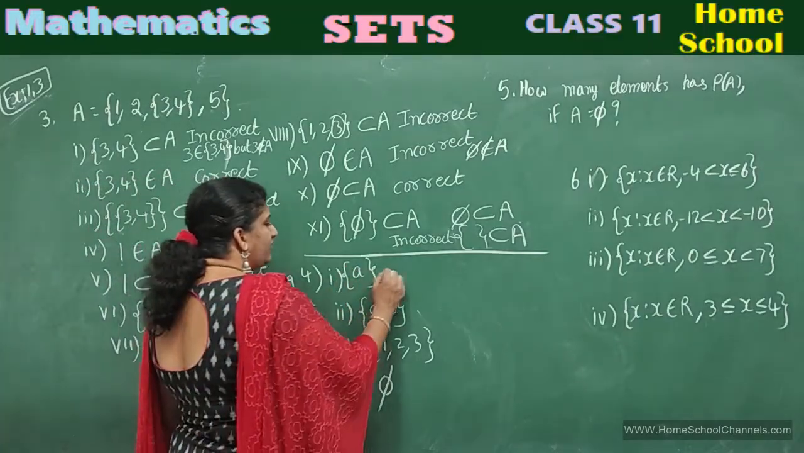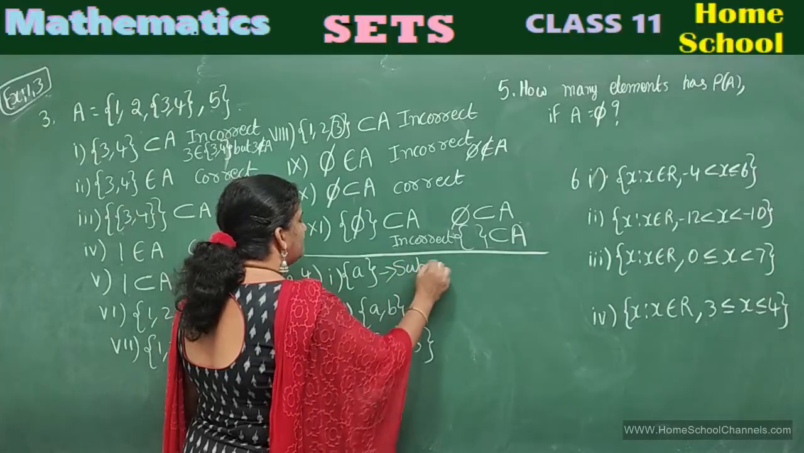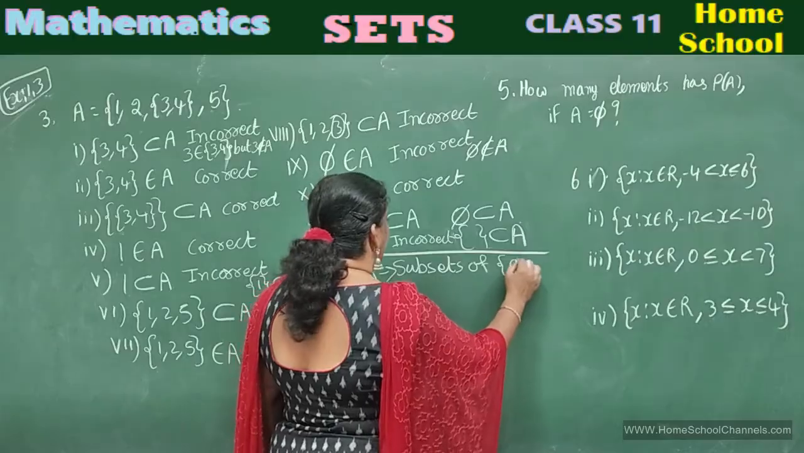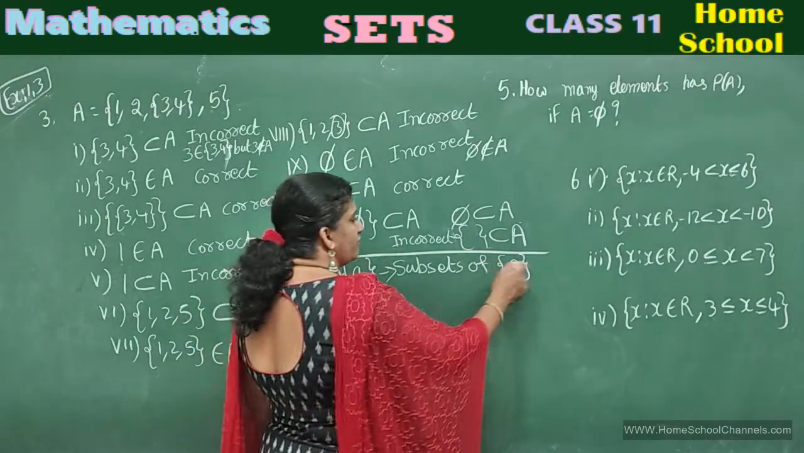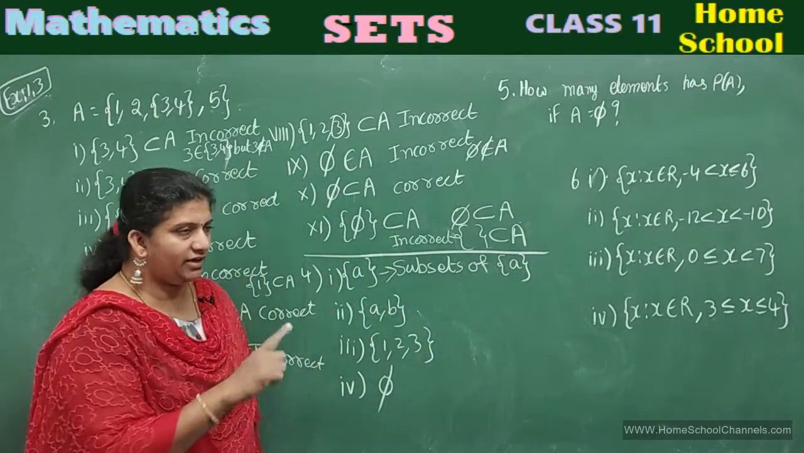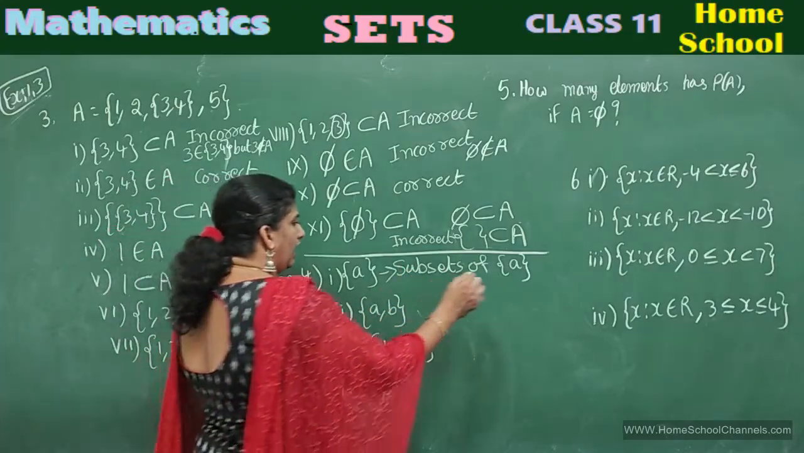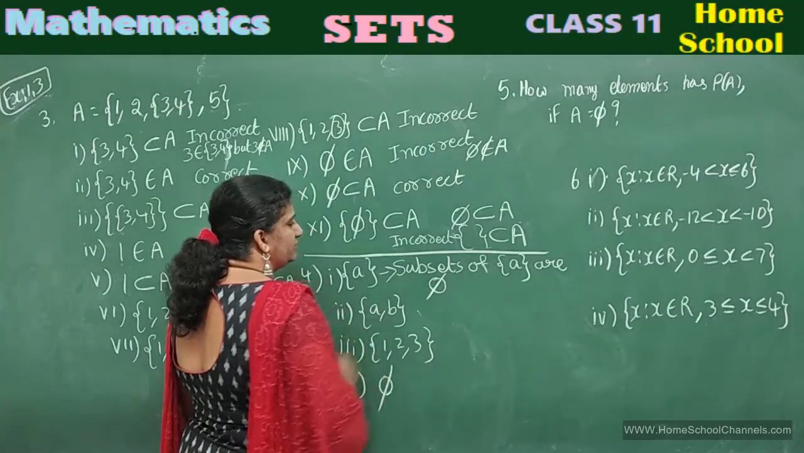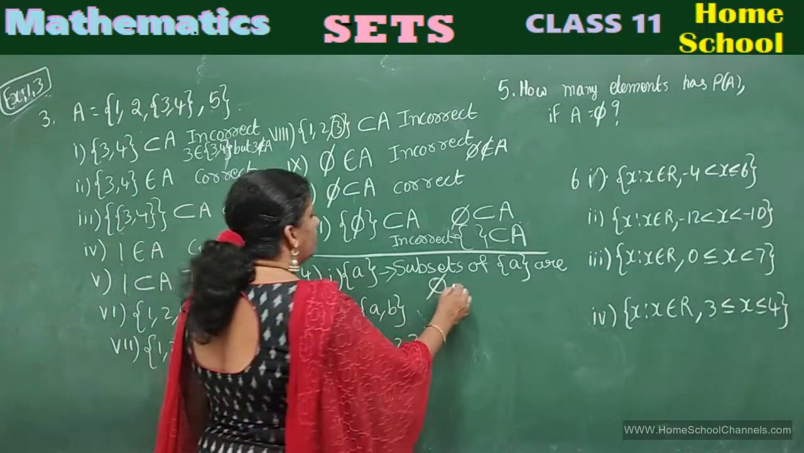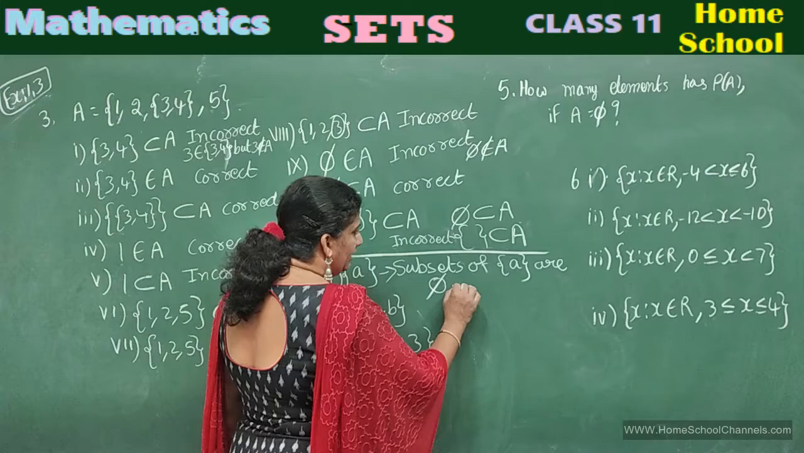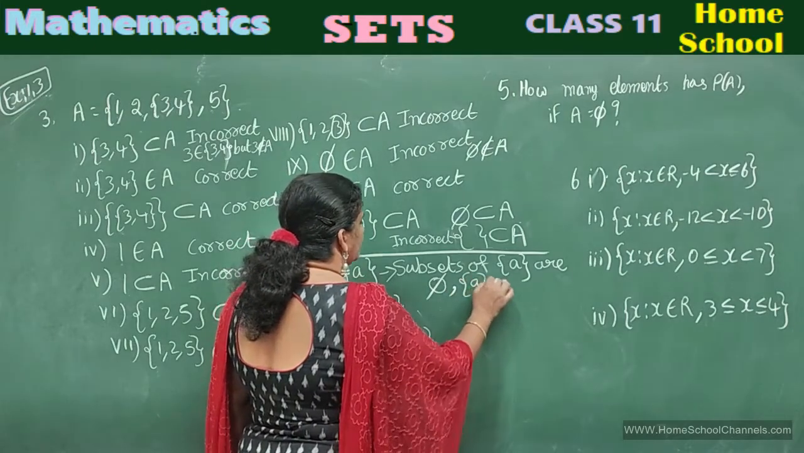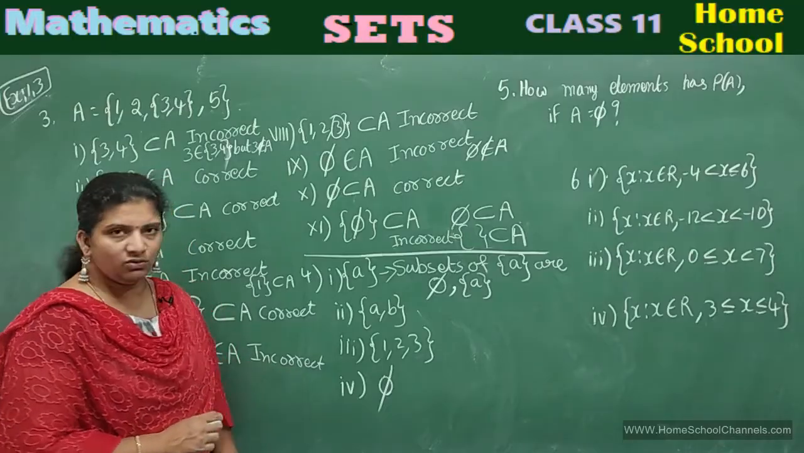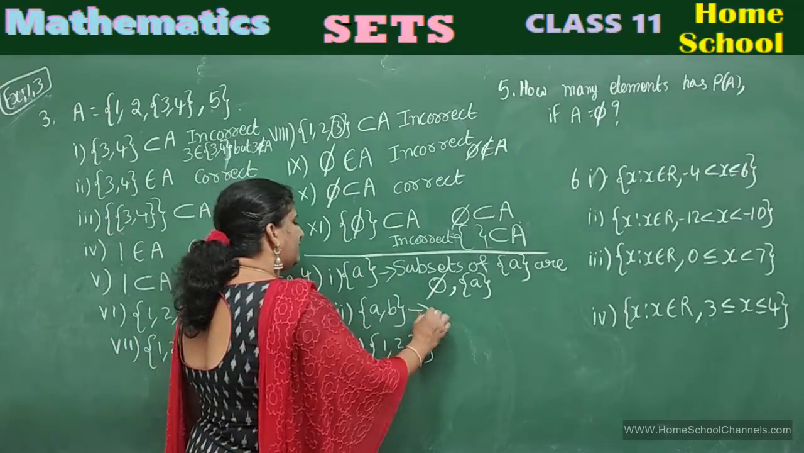So how do we start writing here? Subsets of a given set having only one element, that is A. What are all the subsets you can write? Empty set, like this you can write. Always write the subsets with a comma. How many subsets you can write? Only 2.